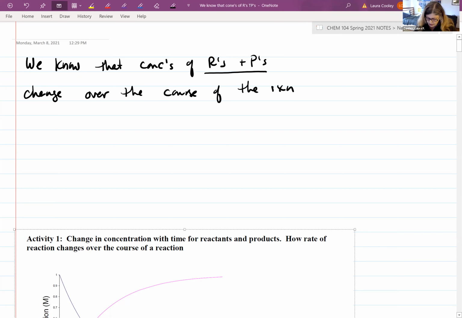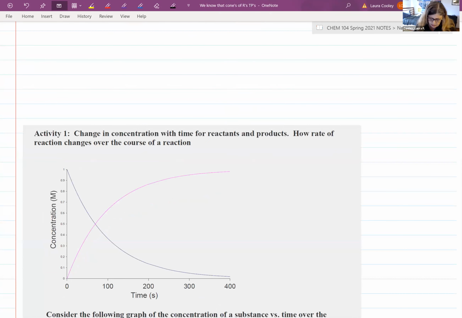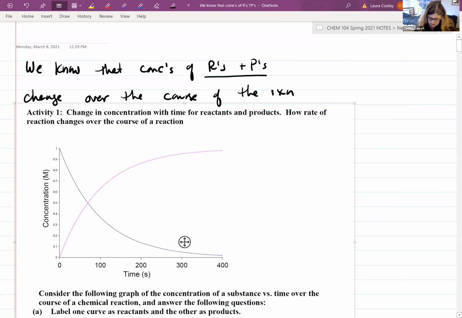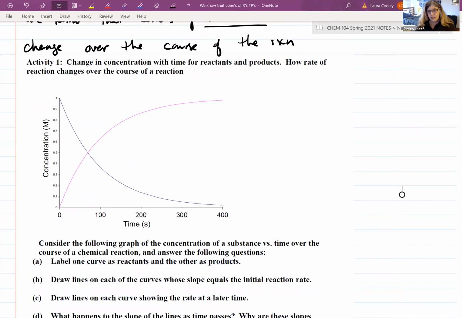And this activity here, we skipped over this one last time. I'm going to work on it with you right now. It's very short, really. It's very straightforward, I think. So it says, consider the following graph of concentration of a substance, obviously that's undergoing a chemical reaction over time, and answer the following questions.